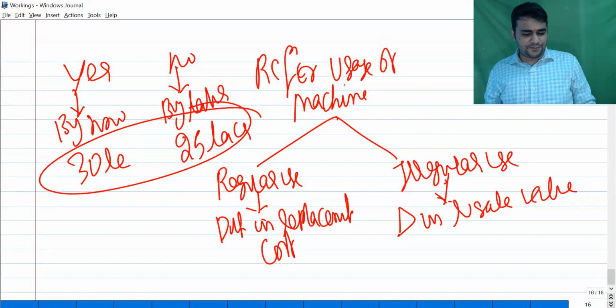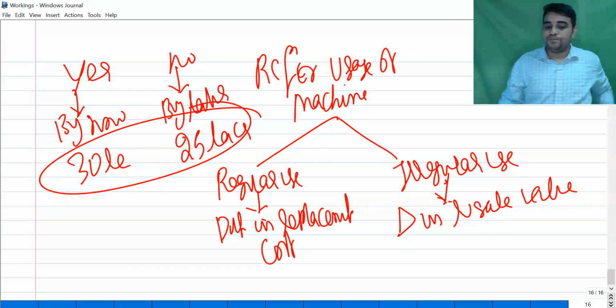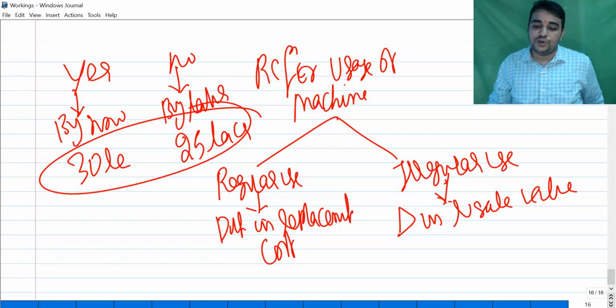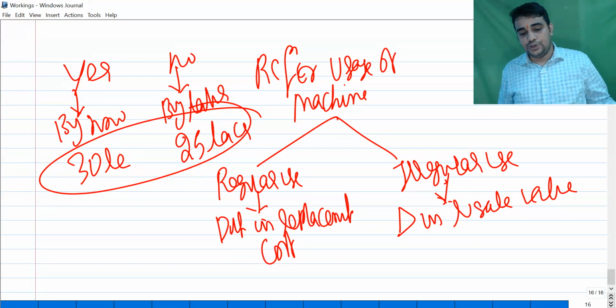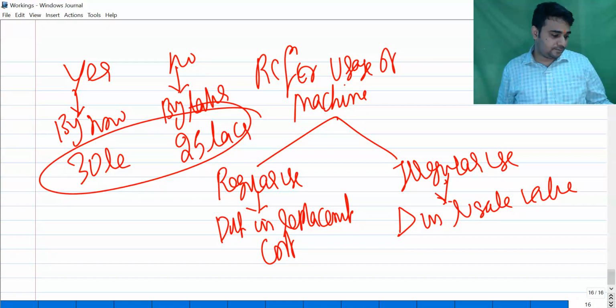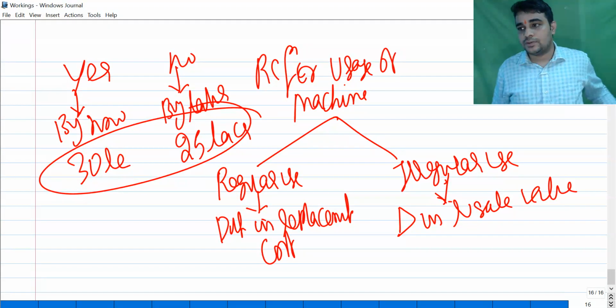Maybe leave some 6-7 lines. Captive usage or usage of machine, two sides: regular use, irregular use.